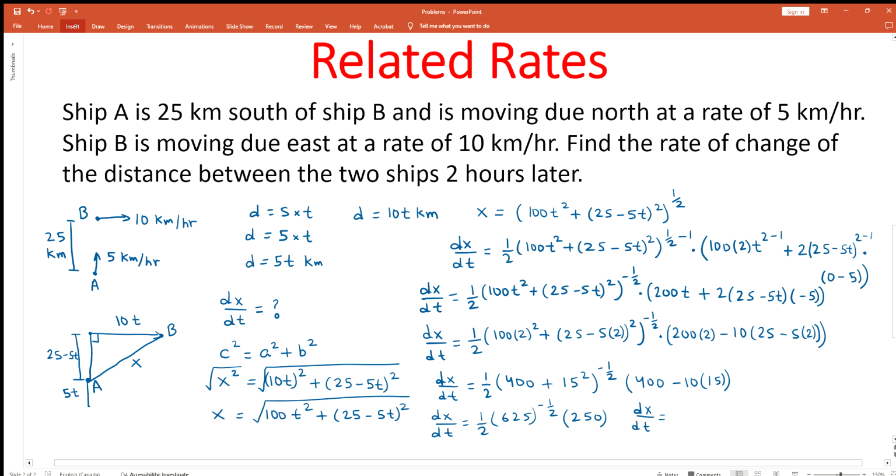Next, we can move 625 to the denominator to make its exponent positive. 625 to the power half is equivalent to square root of 625. Square root of 625 is equal to 25. 25 times 2 is 50. Therefore, dx over dt at 2 hours is equal to 5. And the unit is kilometers per hour, because that's the given unit of speed. This should be the final answer for this problem.